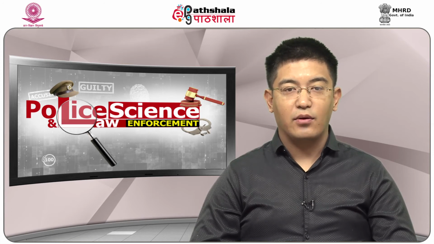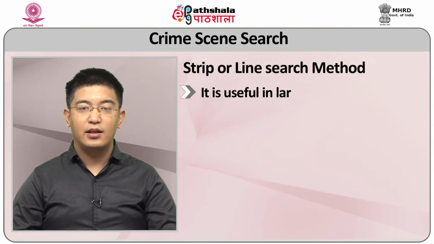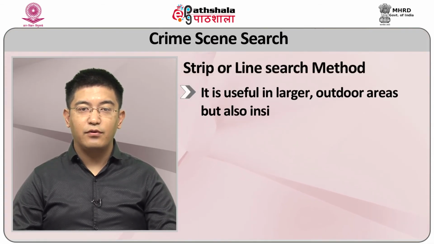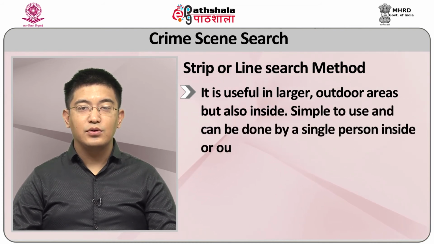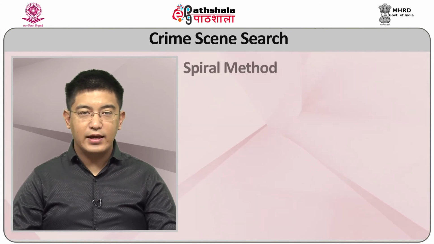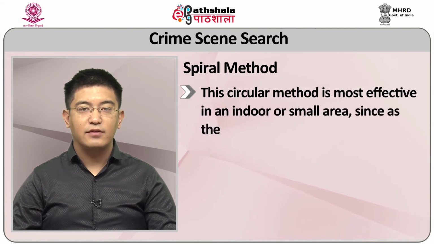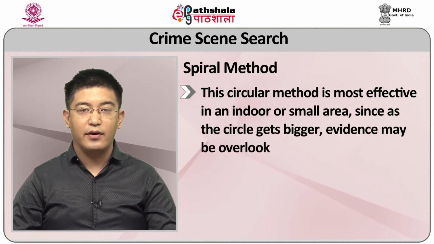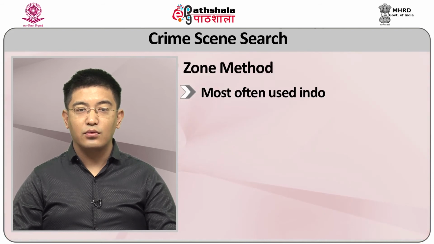Whichever method is adopted, the rule to remember is that the search must be thorough. First method is the strip or line search method. It is useful in larger outdoor areas but also inside. Simple to use and can be done by a single person inside or out. Second method is the spiral method. This circular method is most effective in an indoor or small area since as the circle gets bigger, evidence may be overlooked.